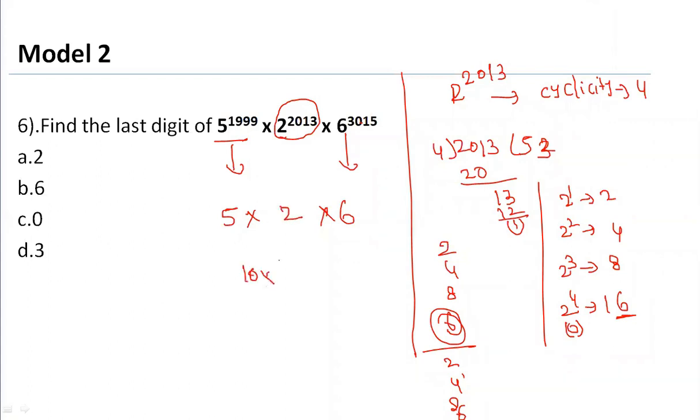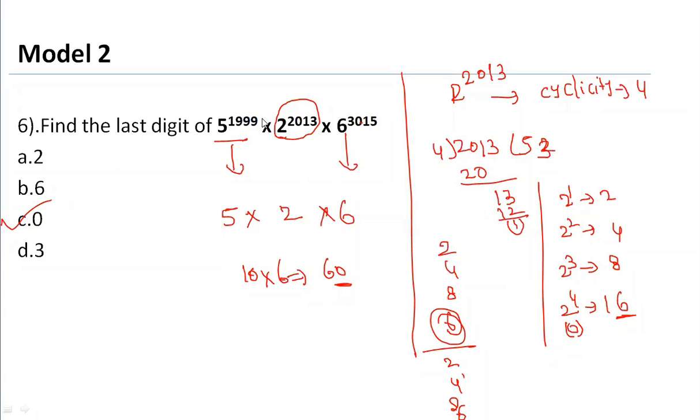5 into 6 is 30, and the units place is 0. I'm reiterating the process once again. If you have any doubts, please let me know now itself, guys. 5 power 1999: 5 power any number gives you 5 as the units place. 6 power 3015: 6 power any number gives you 6 as the units place. So 5 into 6, done.